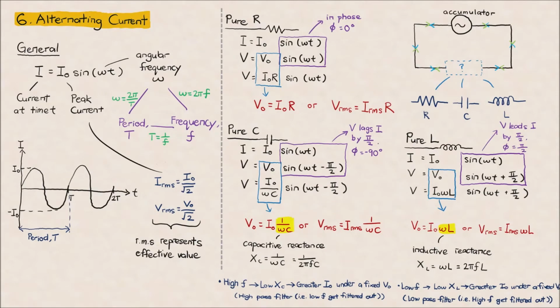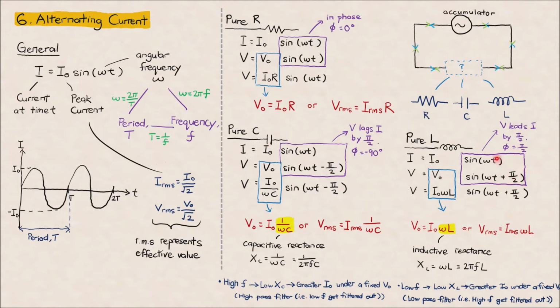Moving on to a pure inductor circuit, a pure L circuit, where we introduce an inductor to replace this empty space here. We put in an inductor. So what will happen is, if we design a circuit in a way that the current is varying with I naught sine omega t, we will measure the potential difference across the inductor to be varying with V naught sine omega t plus pi over 2.